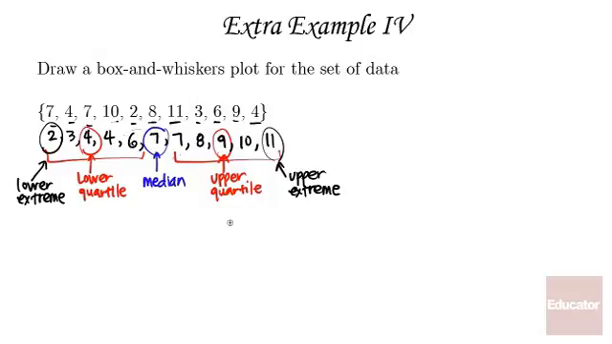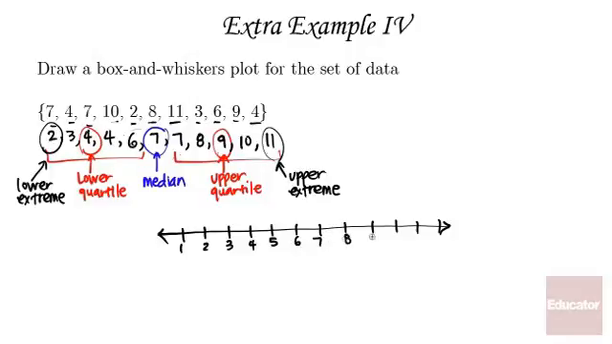So I'm going to draw a number line. My largest number is 11, so I have to make sure I cover up to 11 on this number line. 1, 2, 3, 4, 5, 6, 7, 8, 9, 10, 11. One more, 12. 1, 2, 3, 4, 5, 6, 7. Okay.